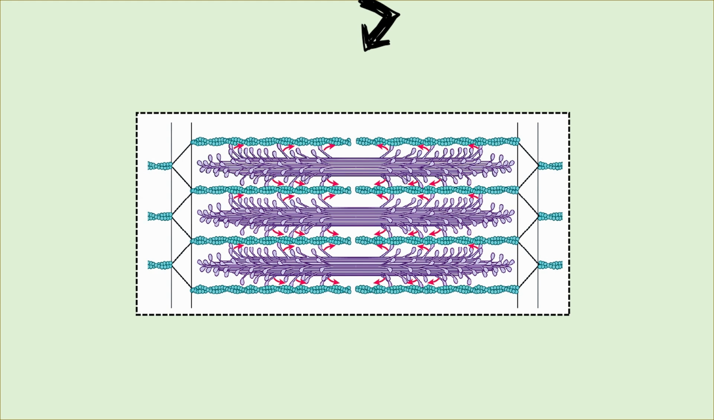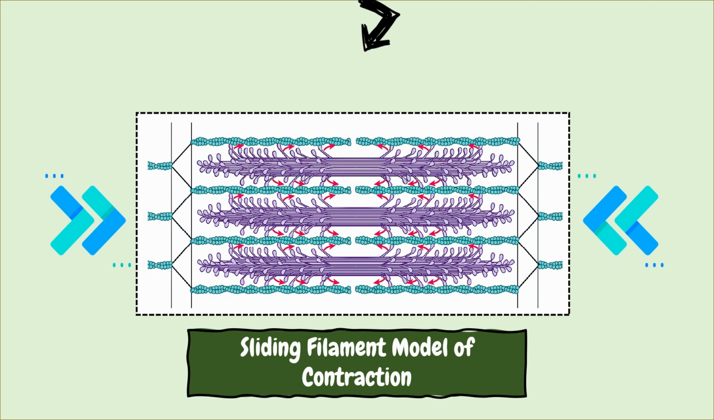The myosin heads latch onto and release the actin repeatedly, creating a series of power strokes that propel the actin myofilaments forward toward the center of the sarcomere. Because the actin myofilaments are attached to the Z-discs, they pull the Z-discs closer together, shortening the sarcomere. As the sarcomere shortens, so does the myofibril and the entire muscle. This is known as the sliding filament model of contraction.